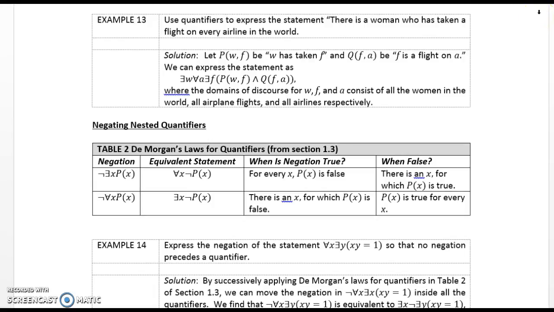Example 13. Use quantifiers to express the statement, there is a woman who has taken a flight on every airline in the world. Solution. Let P of w, f be w has taken f, and Q of f, a be f is a flight on a. We express the statement as there exists w for all a, there exists f, P of w, f and Q of f, a, where the domain of discourse for w, f and a consists of all women in the world, all airplane flights, and all airlines respectively.